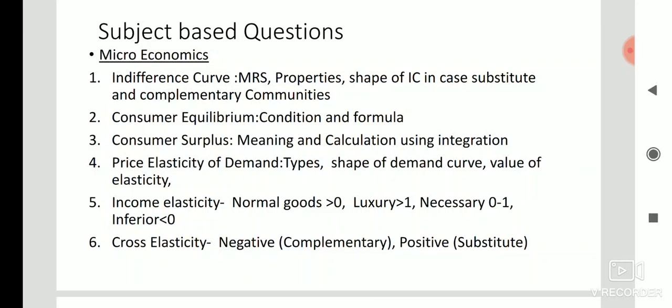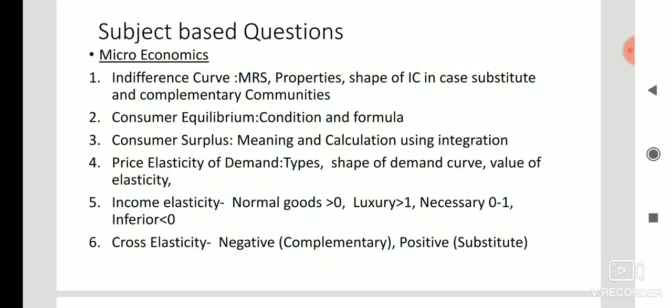Then the next question also comes in the form of income elasticity. From income elasticity, we can conclude about the nature of the commodity, whether it is a normal commodity, a luxurious commodity, a necessity commodity, or an inferior commodity. This is very important, income elasticity and the nature of the commodity. If income elasticity is greater than 0 or positive, it is called normal goods or a normal commodity. If income elasticity is greater than 1, then we call it a luxurious commodity.